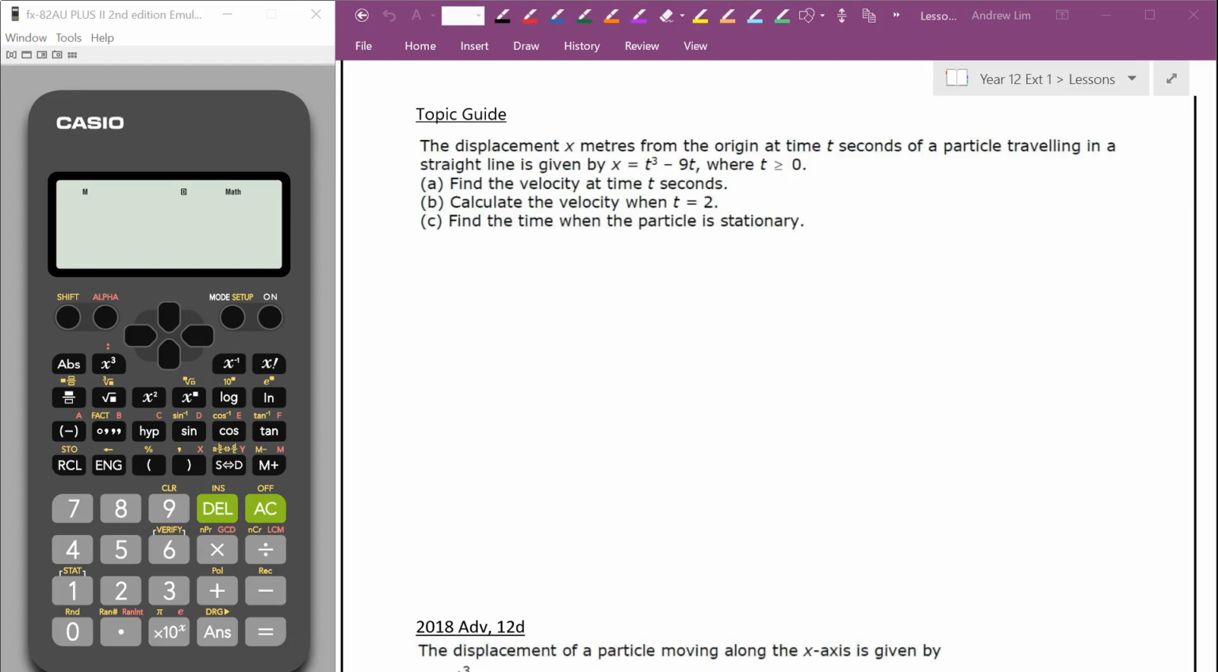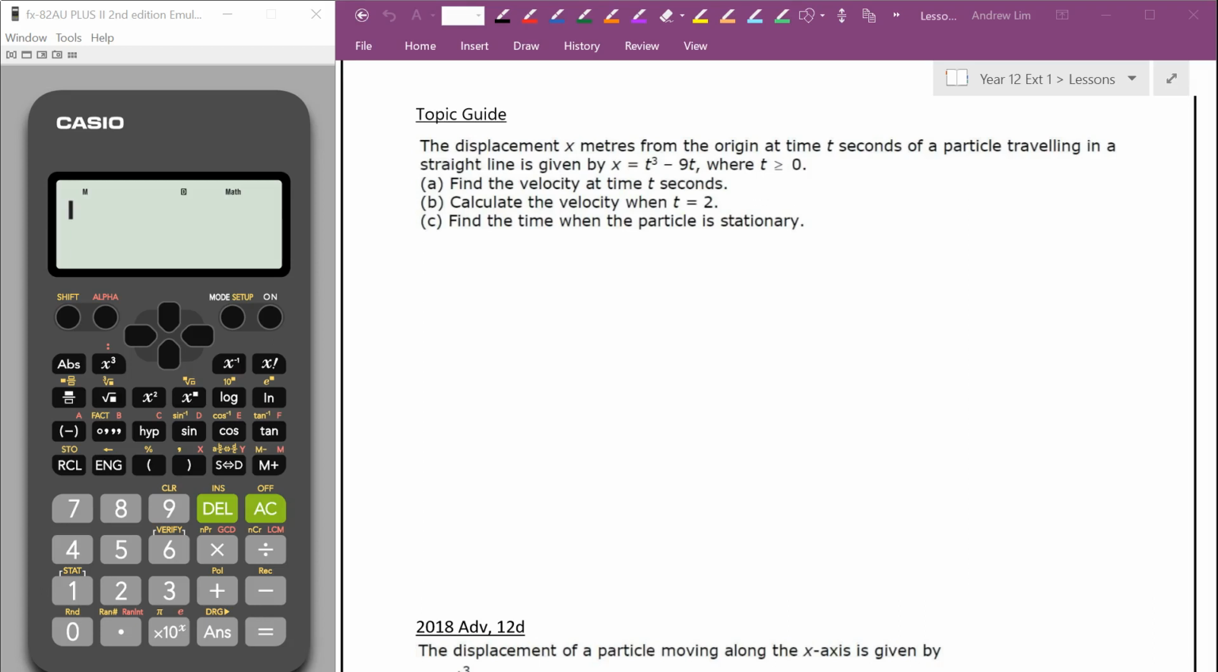In this video, we're going to be looking at part 2 of the second lesson of the Year 12 Advanced topic Motion and Rates. So we'll be looking at HSC questions or HSC style questions. So let's have a look at the first one.